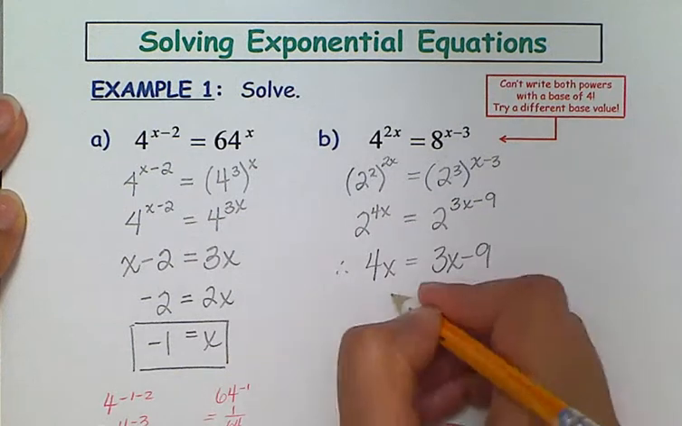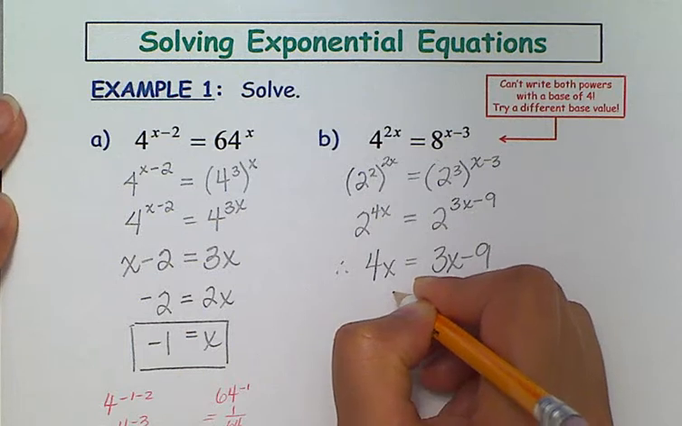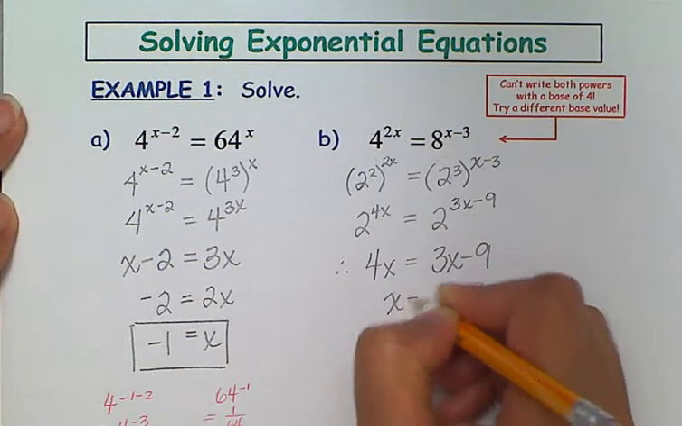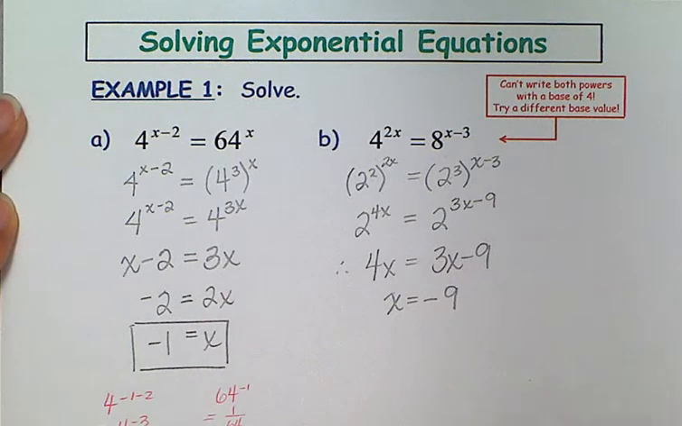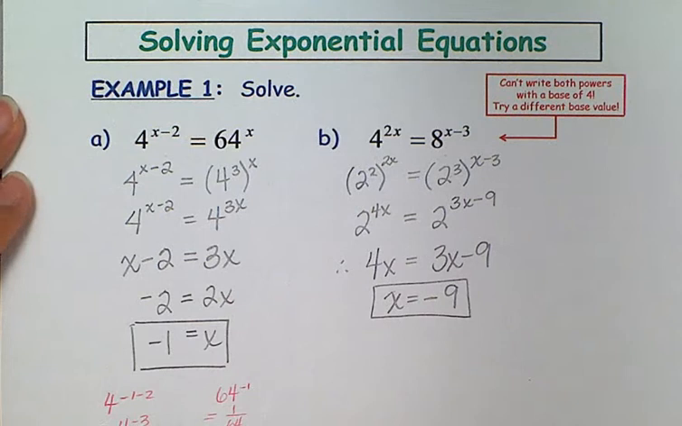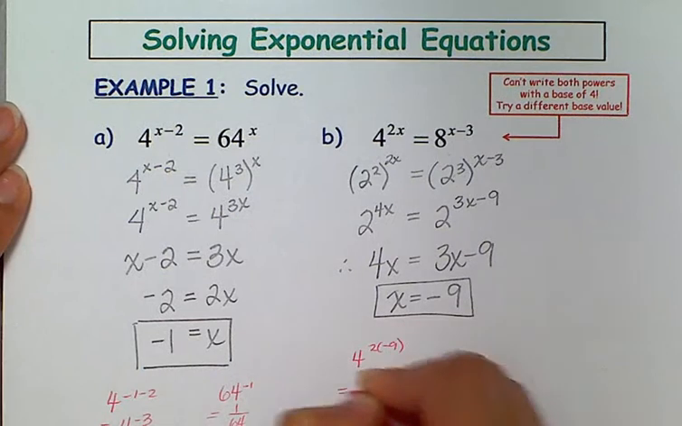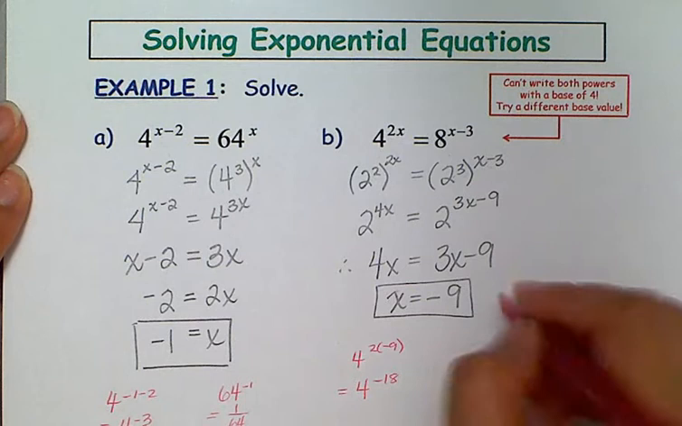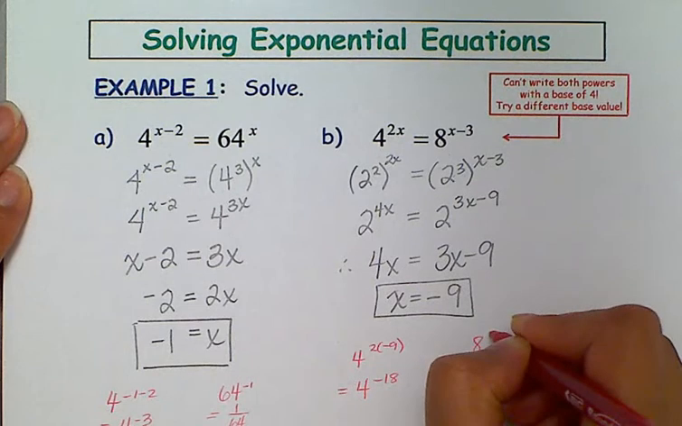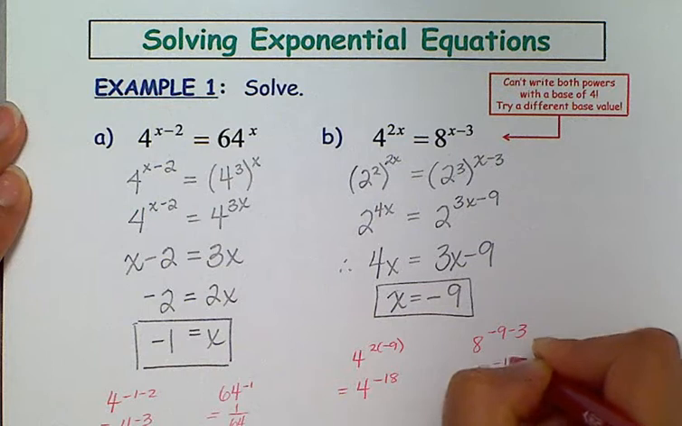And if I bring the 3x to the left-hand side, or if I subtract 3x from both sides, I get x is equal to negative 9. Okay? So there's my solution for the second one. And again, if you want to just check your work quickly, this would be 4 to the exponent 2 times negative 9, which is equal to 4 to the exponent negative 18. And on the right-hand side, I would have 8 to the exponent negative 9 minus 3, which is equal to 8 to the exponent negative 12.